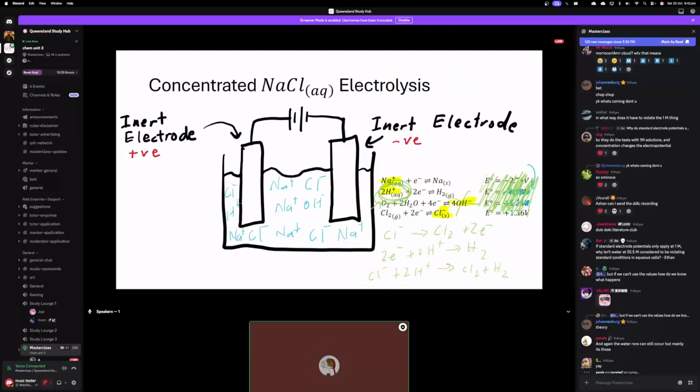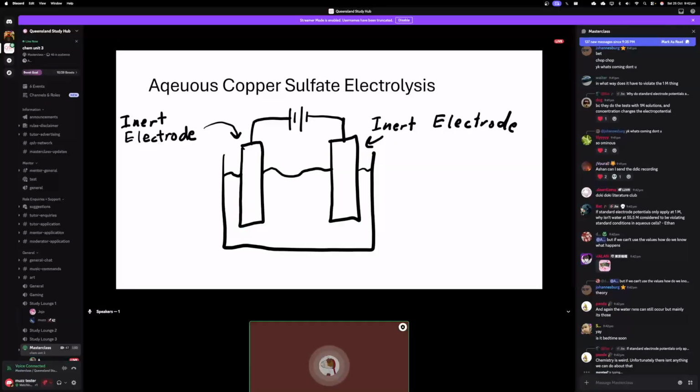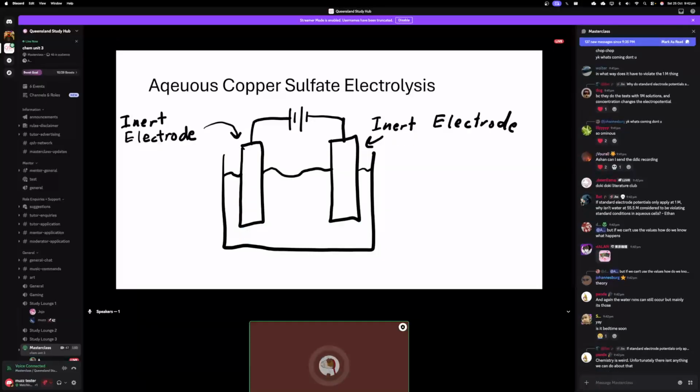Yeah. Cool. Last one, aqueous copper sulfate. I didn't have a slide for this, or a slide on the next page. Oopsies.